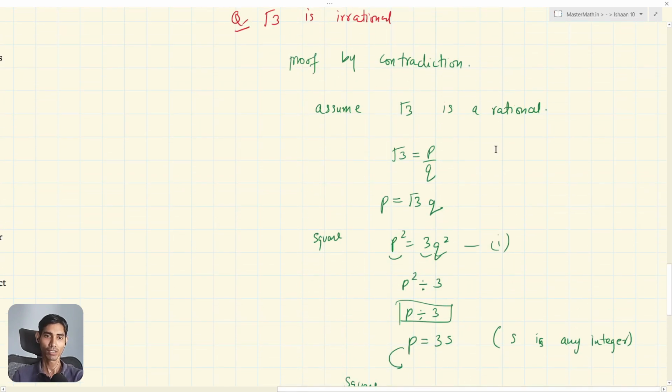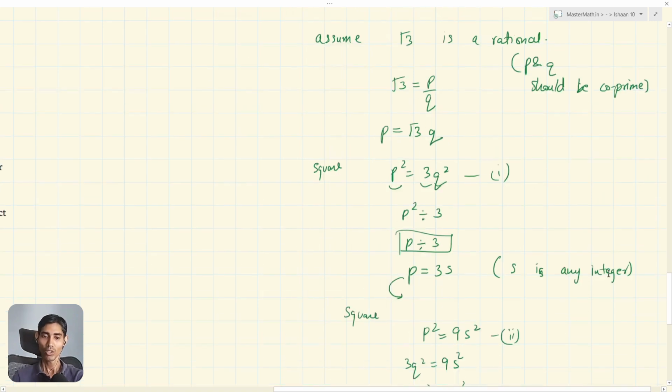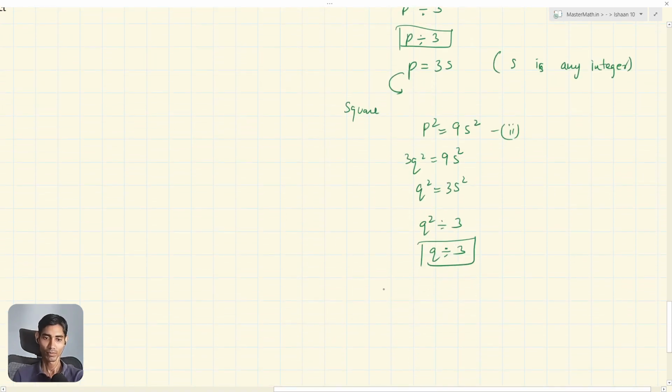But what we said is root 3 was assumed to be rational. That means p and q should be coprime, right? Yes, sir. So now our assumption is wrong. Yes, sir. These are the exact steps that we need to write. I'll just summarize, then you can note it.